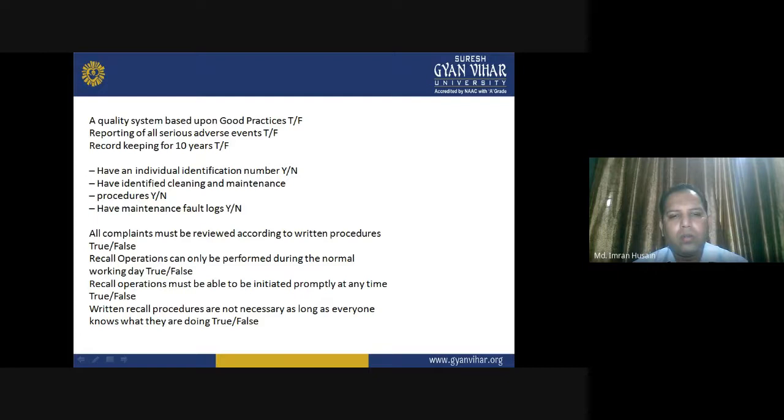Recall operations can only be performed during the normal working day, true or false. Recall operations must be able to be initiated promptly at any time, true or false. Written recall procedures are not necessary as long as everyone knows what they are doing, true or false.